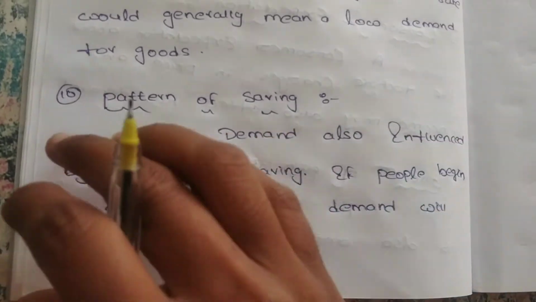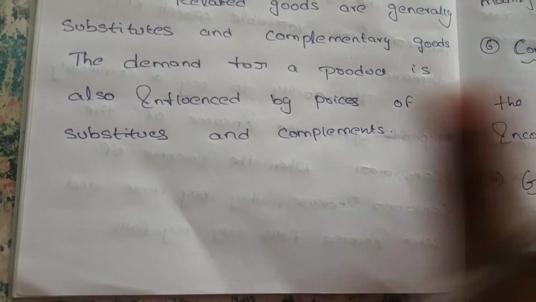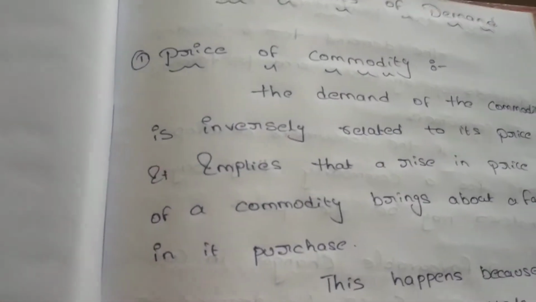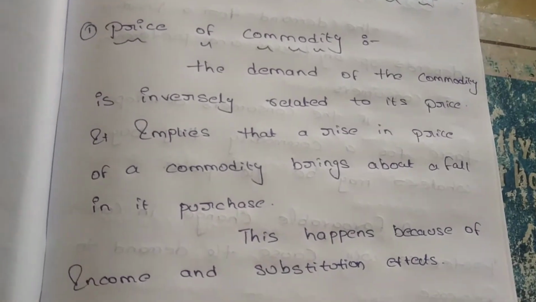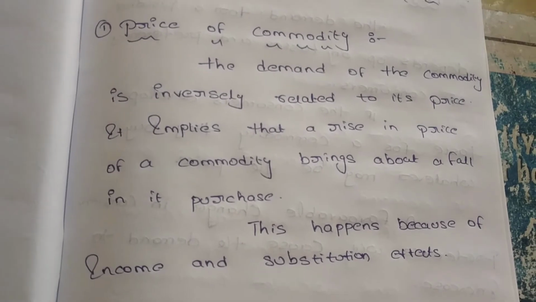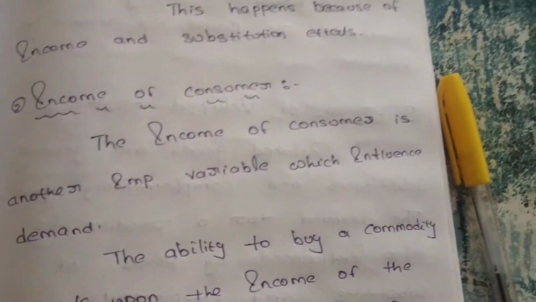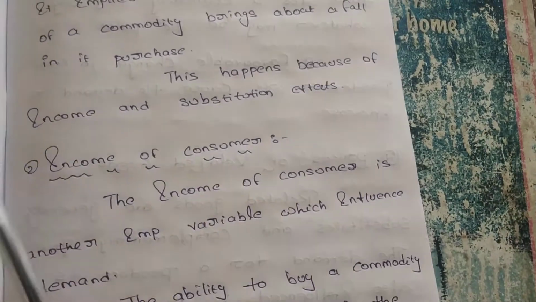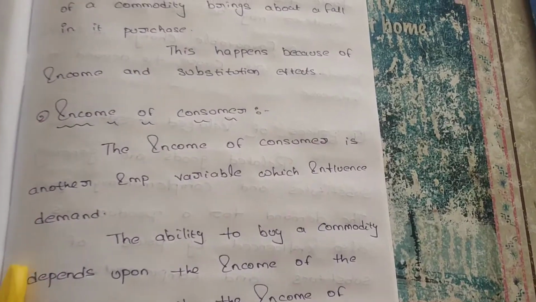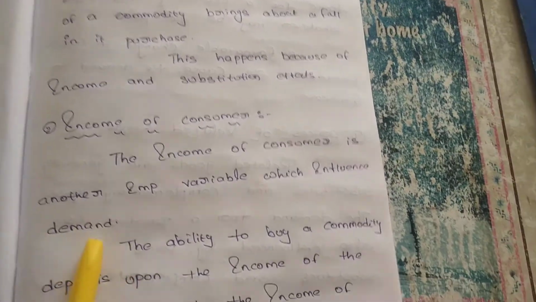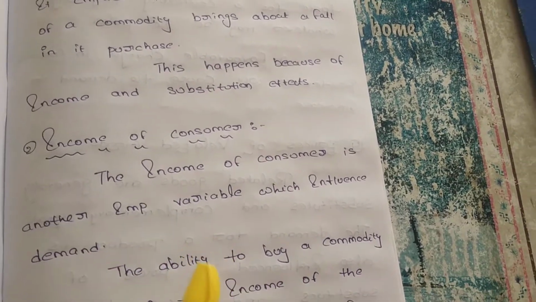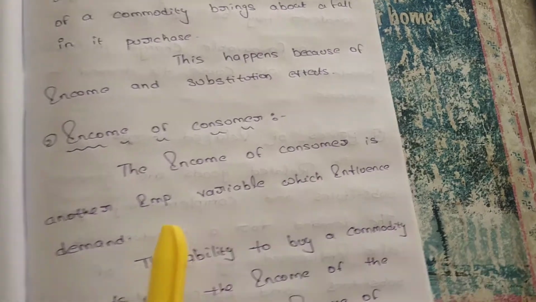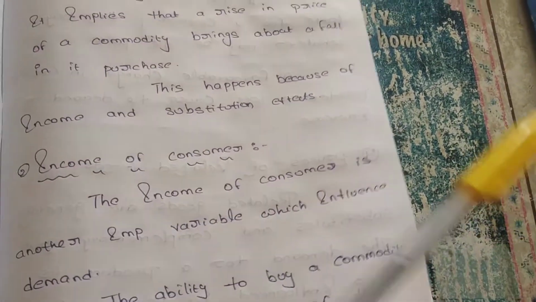Up to now, these are all the reasons for changes in demand and these are all the determinants of demand. What are they? Price of the commodity. If the price increases, the demand automatically decreases. So there is a change in demand and it is also a determinant of demand. And next, income of the consumer. If the income increases, the consumer has high purchasing capacity. If the income decreases, the purchasing power of the consumer decreases. So there is a change in demand and it is also one of the determinants of demand.